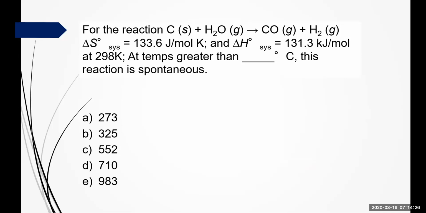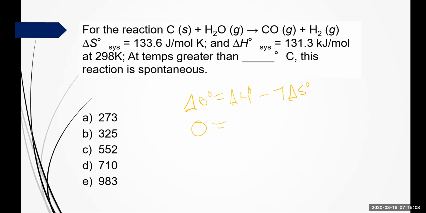For the reaction, our entropy is equal to 133.6 joules per mole Kelvin, and our delta H is equal to 131.3 kilojoules per mole. And at 298, what we're trying to look for is that temperature is greater than what? This reaction is going to become spontaneous. Right? And so we have our expression. We have delta G naught is delta H naught minus T delta S. Right? Now we know if we find it when delta G is 0, this is going to be when it's at equilibrium. Anything higher than that is going to make it spontaneous, right? Depending on our delta S term.